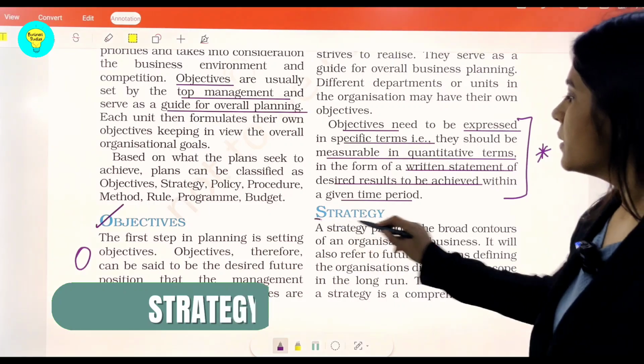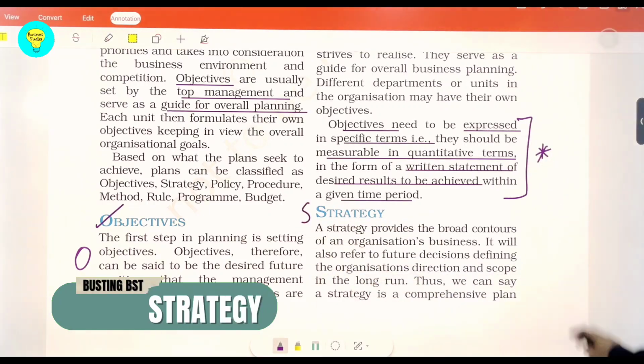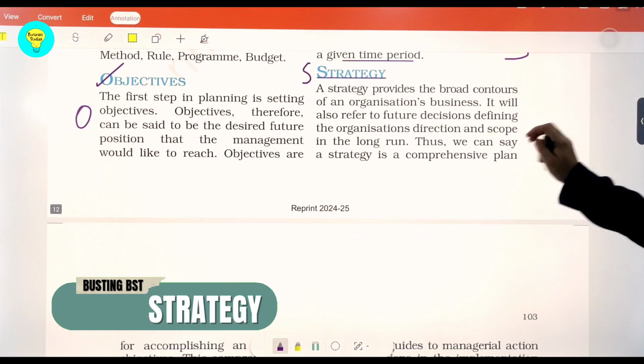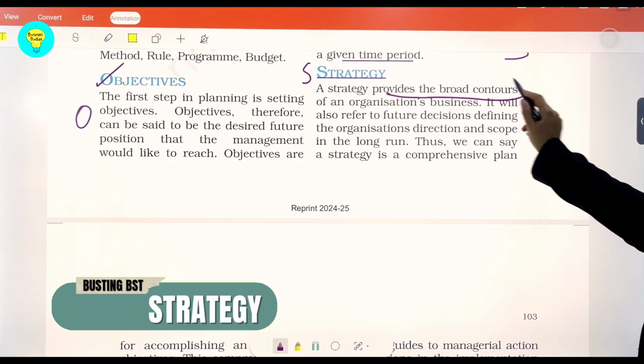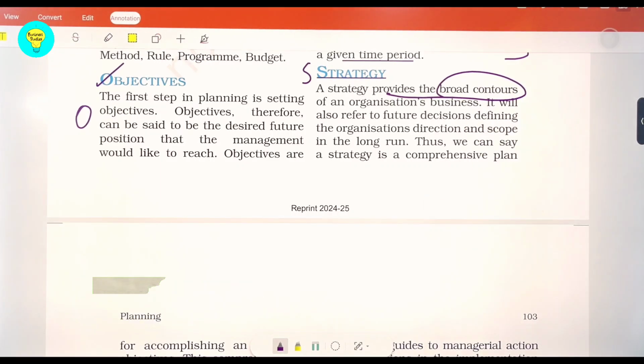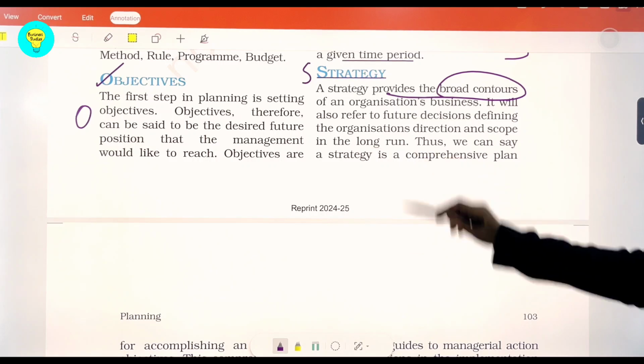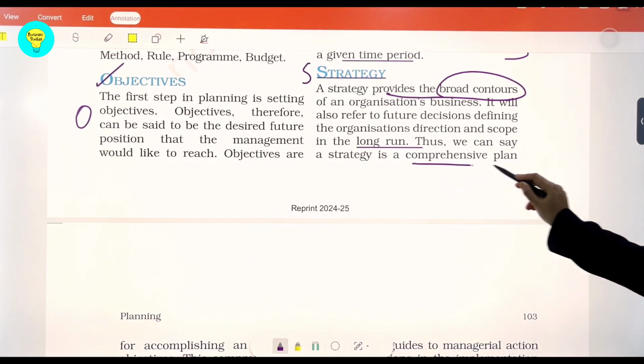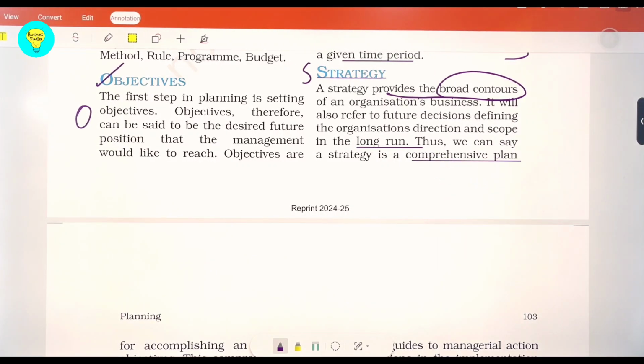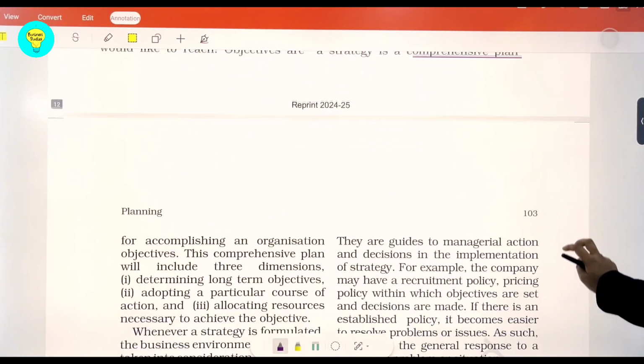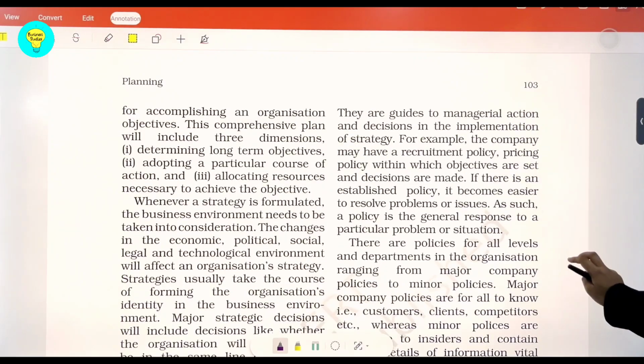Next is strategy, denoted with the letter S. Here strategy, students, provides broad contours of an organization's business. Definitely it is for the long run. It is a comprehensive plan. These are the key words without which you cannot afford to describe strategy as a type of plan. It is a broad, longer time period and comprehensive plan.